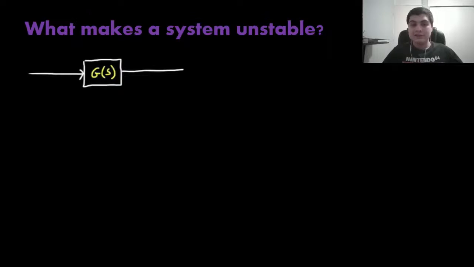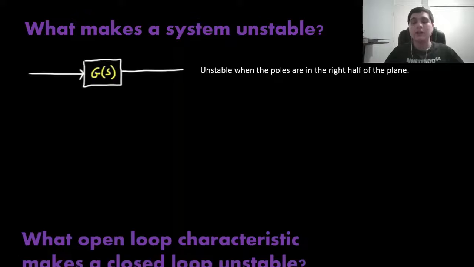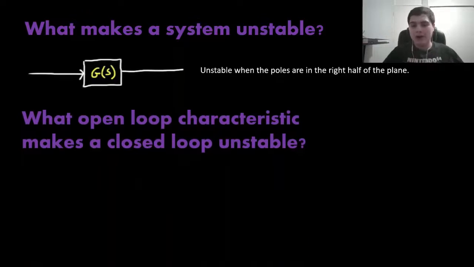Let's consider the open loop transfer function G(s). So the system is going to be unstable when the poles are in the right half of the plane. But right now we are working with closed loop systems. So what open loop characteristic makes a closed loop unstable?